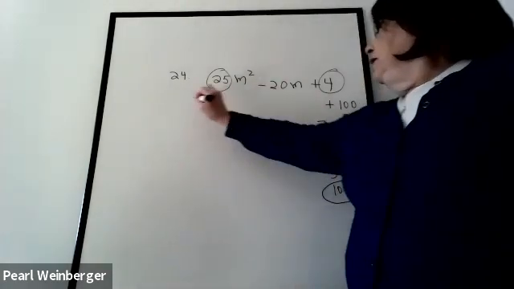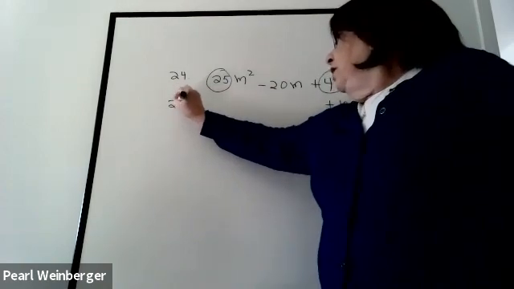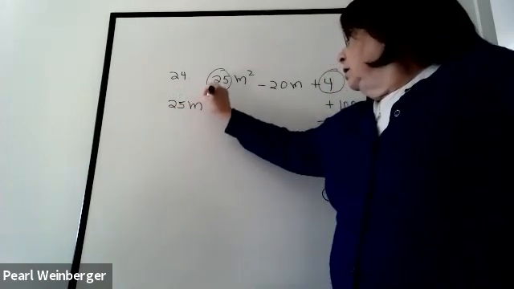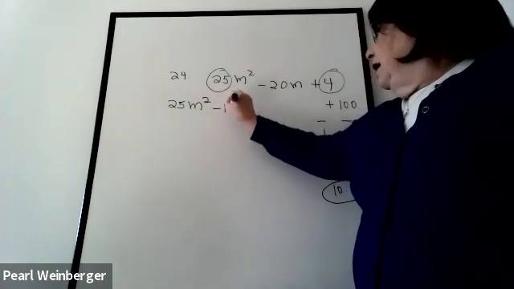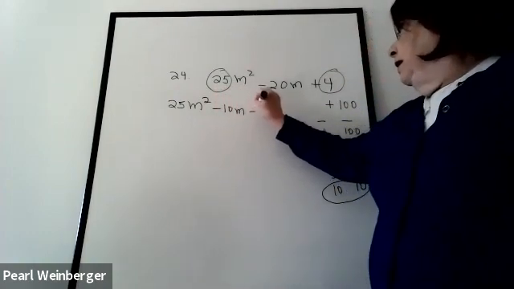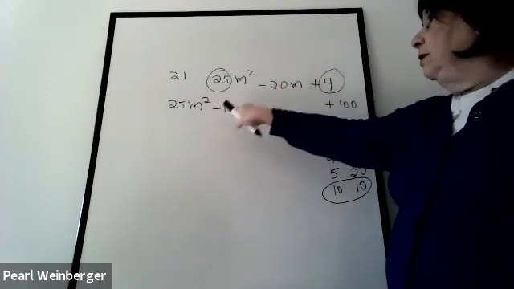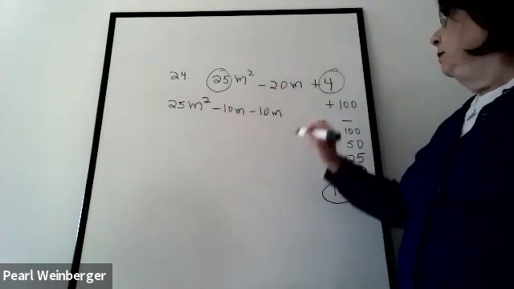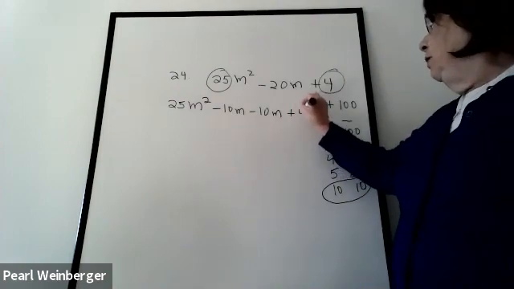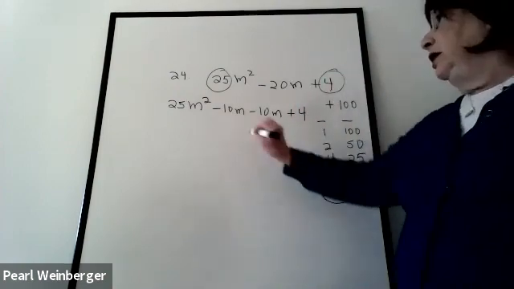So I'm going to rewrite this as 25m squared minus 10m and minus 10m. In other words, I broke up the negative 20m into two negative 10m. Plus 4. Remember, I bring down the number that was originally there.